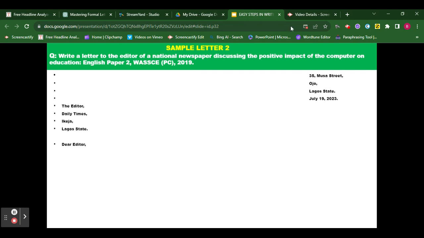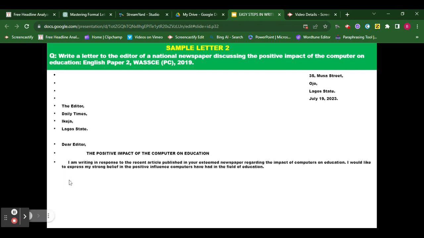Then next we have the salutation. Dear Editor is suitable for a letter to the editor. Then comes the title, The Positive Impact of the Computer on Education. Again, we have taken this from the writing prompt, the question, you know, discussing the positive impact of the computer on education. So we simply take this and convert it to a title.